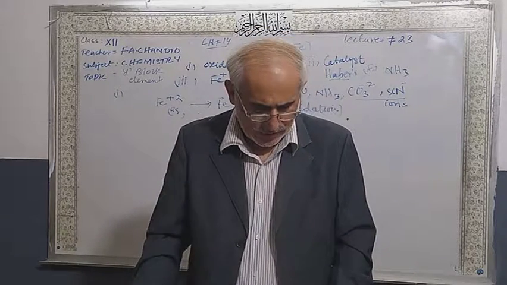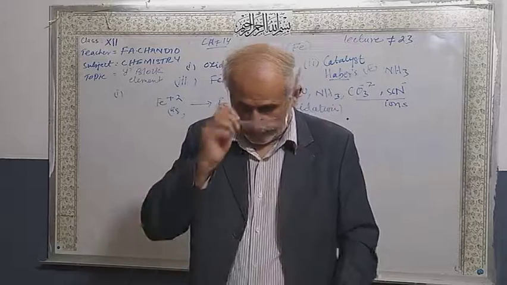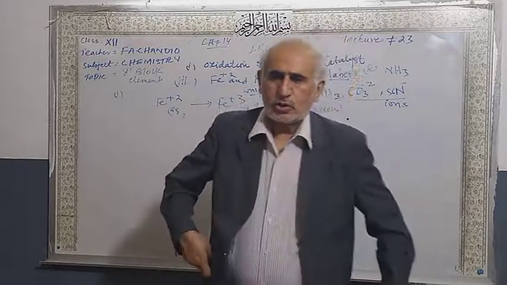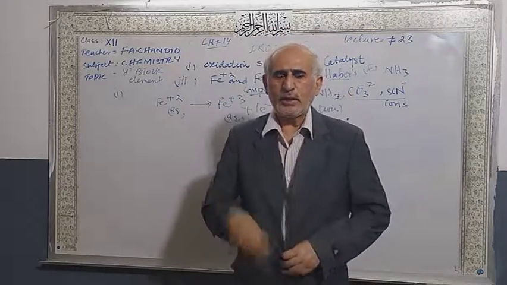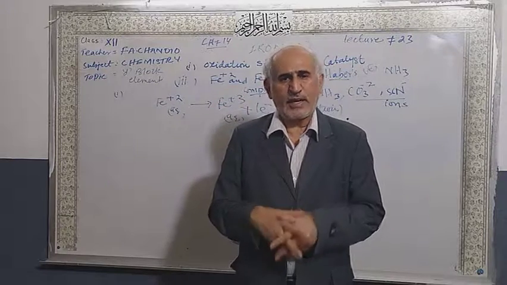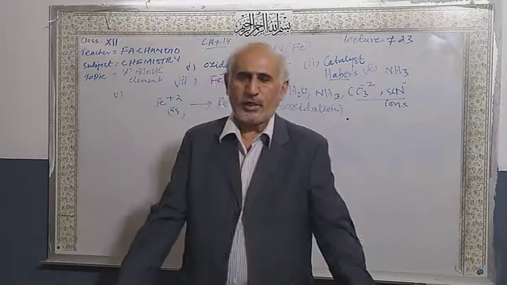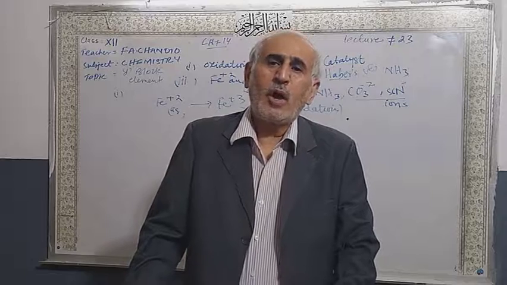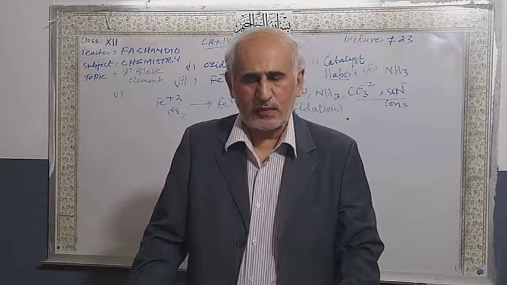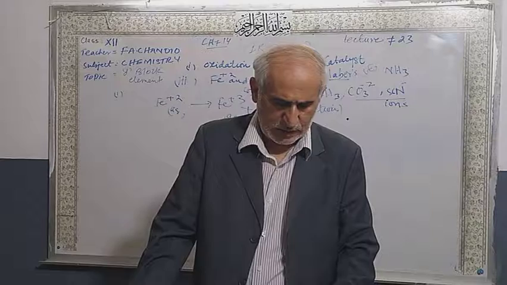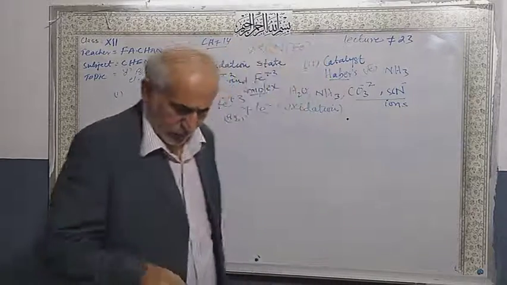In solution, it can be determined by titration. In the titration you did, ferrous sulfate changes into ferric, there was oxidation, and potassium permanganate was the oxidizing agent. So iron sulfate is a reducing agent. So number 2 now.